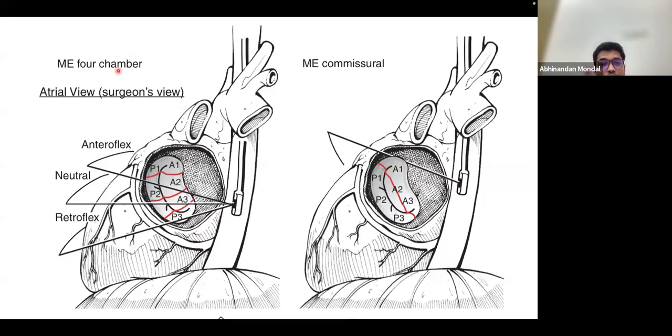So in a mid-esophageal four chamber view in a neutral position, you can appreciate which leaflets it actually cuts. If you anteflex, you can see other scallops also: if you anteflex, you can see A1P1; if you keep it neutral, you can see A2P2; and if you retroflex, you can see A3P3. And in the mid-esophageal commissural view, you can see your P1, A2, and P3. It is cut like this.